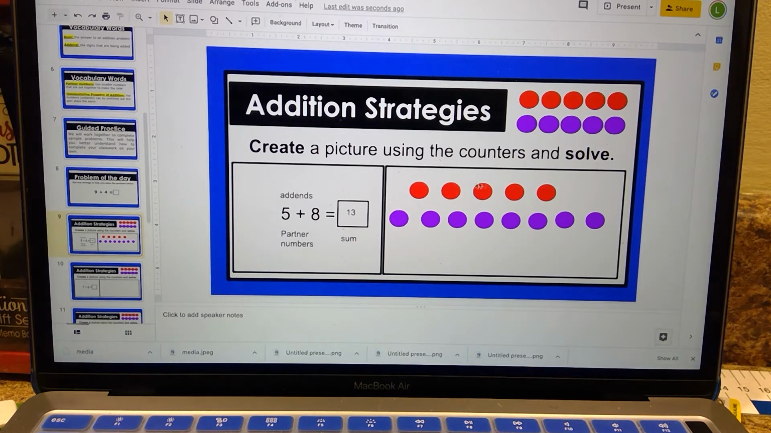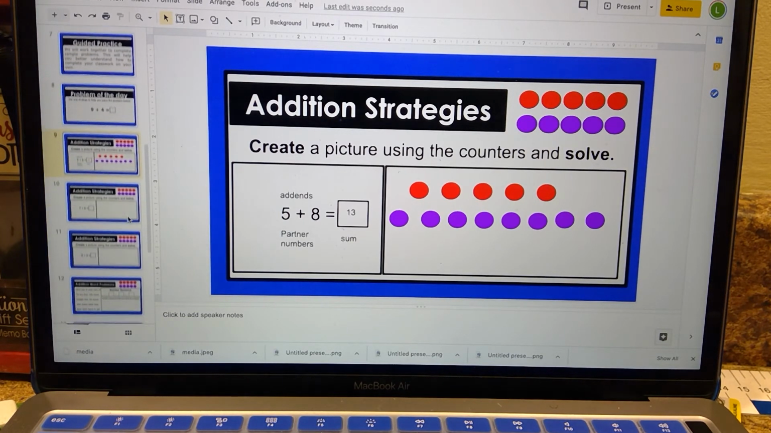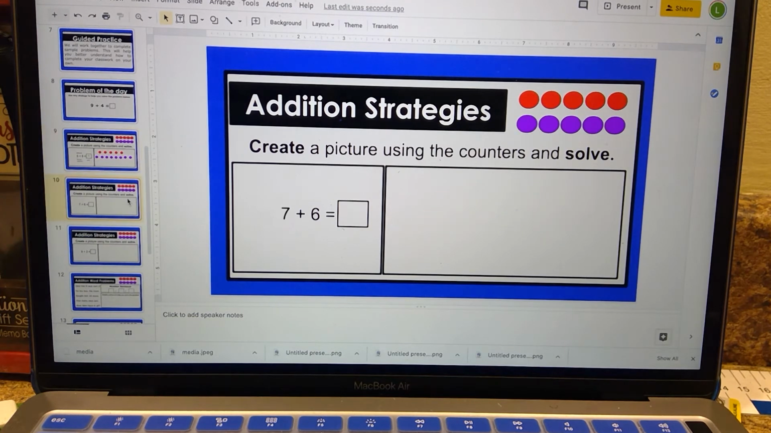I also use counters to display my total. And I use 2 different counters to represent each additive so that I know my work is correct. Okay? Give myself a round of applause. Now, we're going to try another one, okay? The next one is 7 plus 6 equals blank.